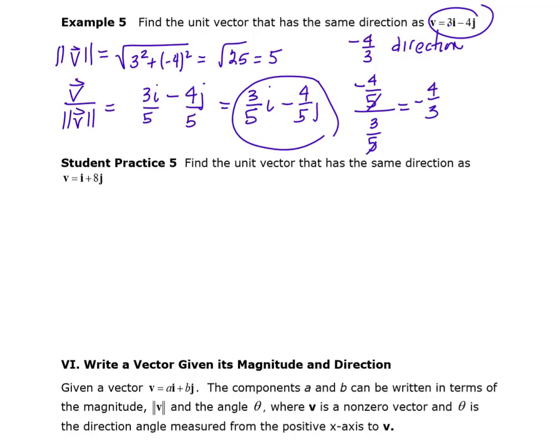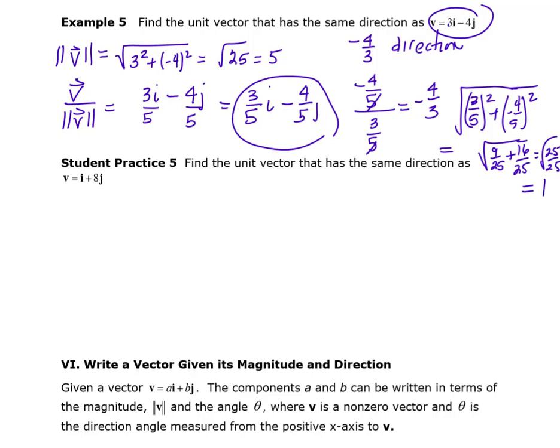So I'm going to find the magnitude of this new vector. I'm going to take 3/5 and square it and add it to negative 4/5 squared. It's going to be the square root of 9/25 plus 16/25. It's going to be the square root of 25 over 25, which is equal to 1. So we have created a unit vector that has the same direction as a given vector. Right, so pause the video, try student practice 5, then come back and check your answer.